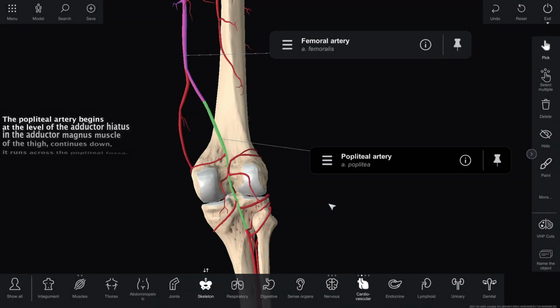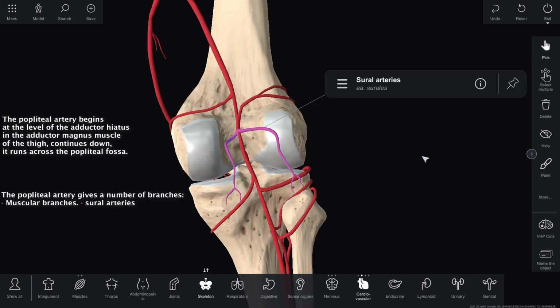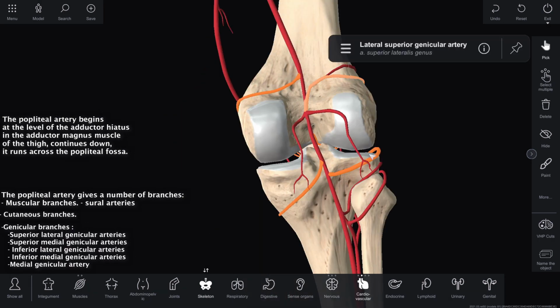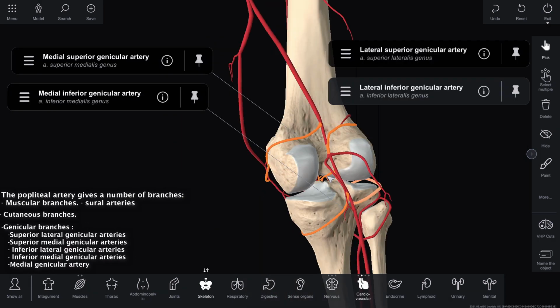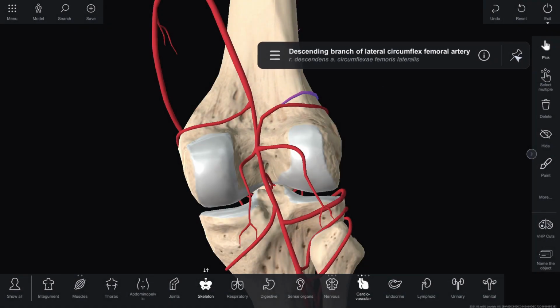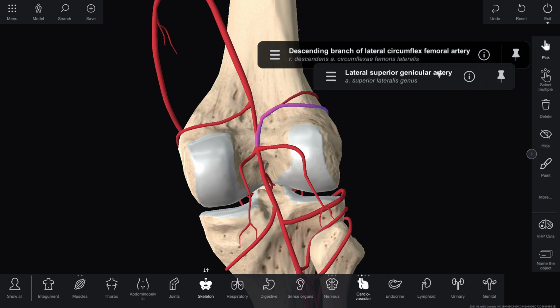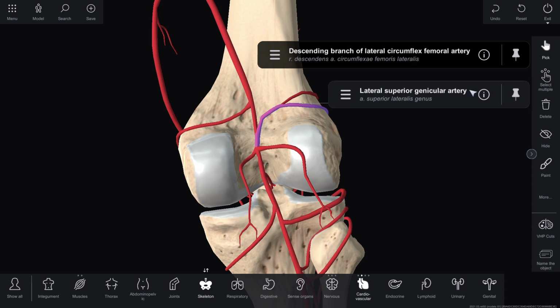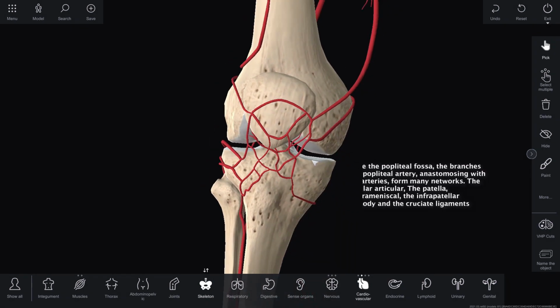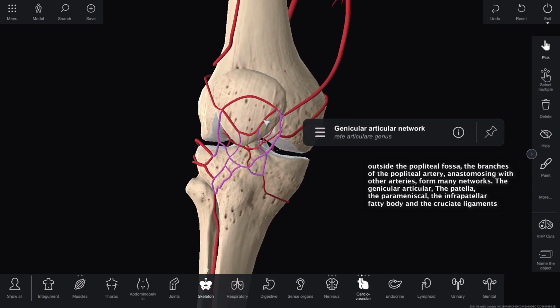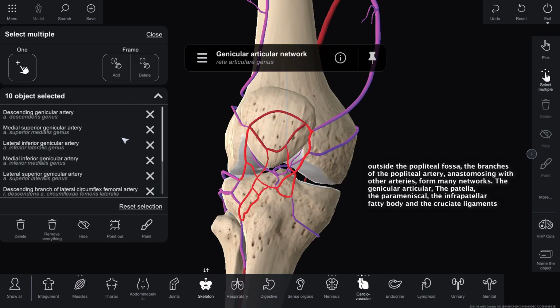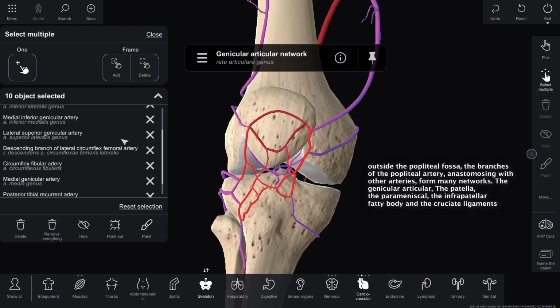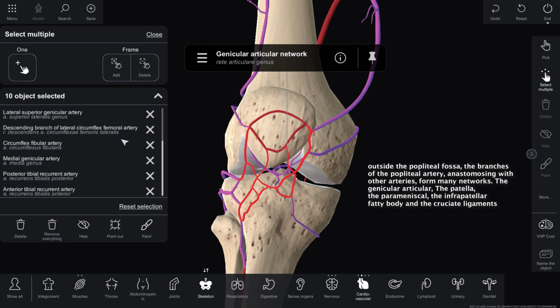The popliteal artery is a continuation of the femoral artery and gives a number of branches in the fossa: muscular, sural arteries, cutaneous, and 5 genicular branches, superior and inferior lateral and medial genicular arteries and the middle genicular artery. Within the popliteal fossa, an arterial anastomosis is visible between the descending branch of the lateral circumflex femoral artery and the superior lateral genicular artery. Also, outside the popliteal fossa, the branches of the popliteal artery anastomose with other arteries, forming the genicular articular, the patellar, the perimeniscal, and the infrapatellar fatty body networks.